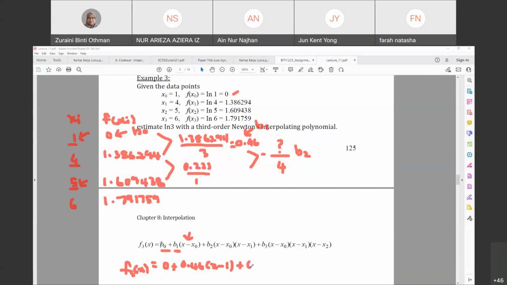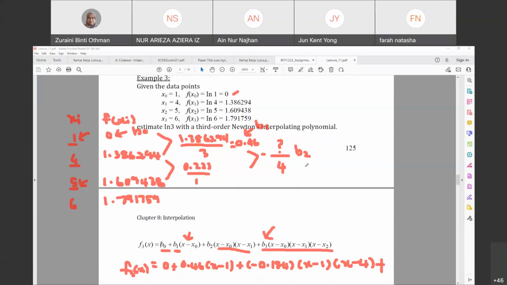Okay. 0.184. Negative 0.184. Okay, so put the bracket there, which is x minus x0, just now is 1, and x1 is x minus 4. Okay, now we have another thing that we have to calculate, which is B3.